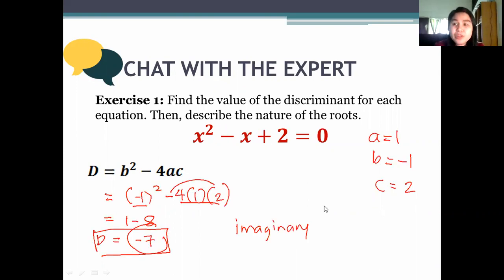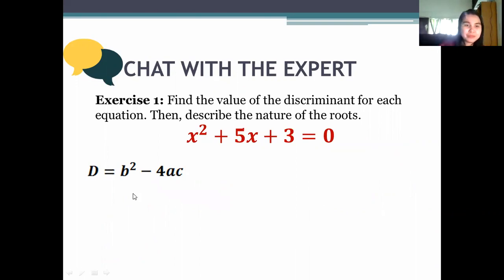Did I skip? Oh, yes, I skipped one number. There. Ready? Tell me in the chat box, what's the value of our A, B, and C? What's the value of A? You need to master this. Okay, that's 1. B is 5. C is 3. Very good.